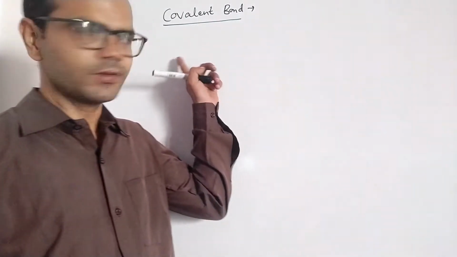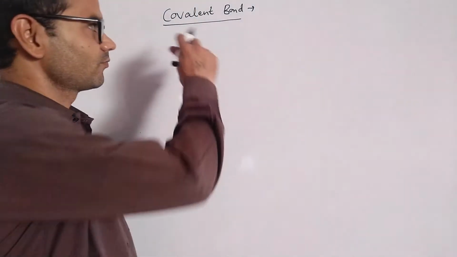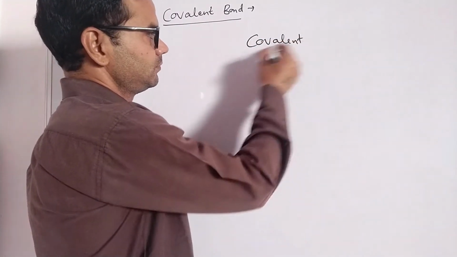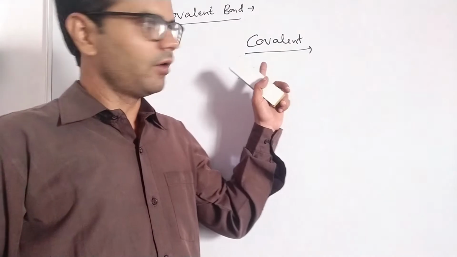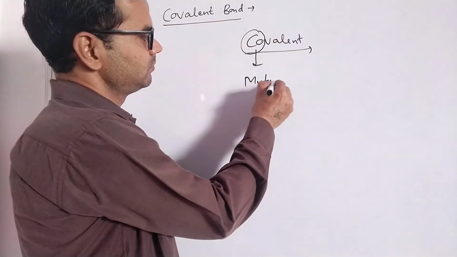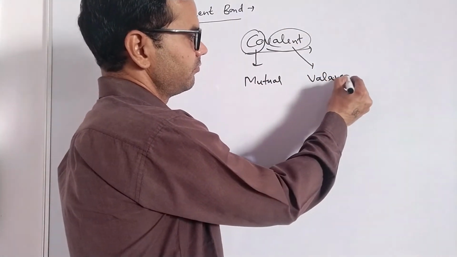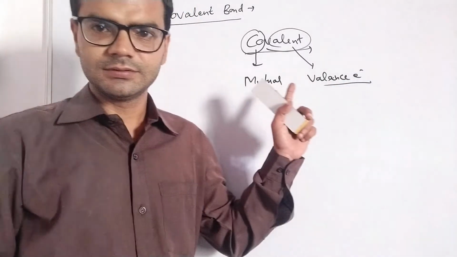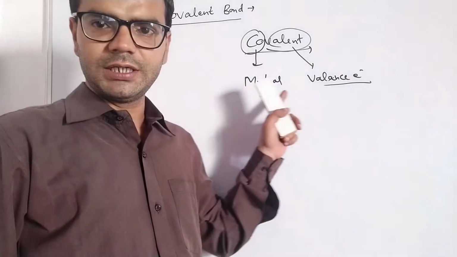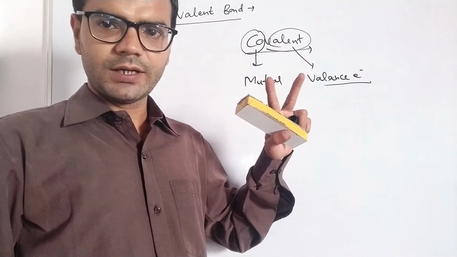Today we will discuss the covalent bond for class 11 chemistry. So what is this covalent bond? Let us understand the meaning of covalent. Co means mutual, valent means valence electron. Mutual valence electrons. The bond formed by mutual sharing of electrons present in the valence shell of two electronegative atoms.